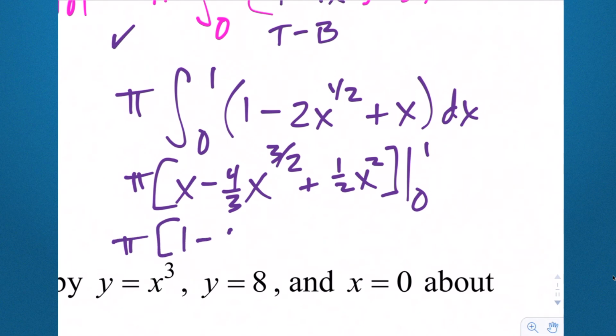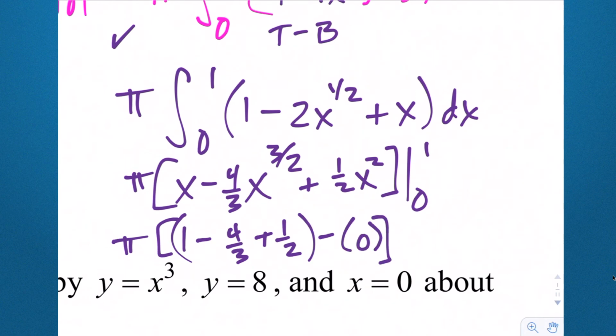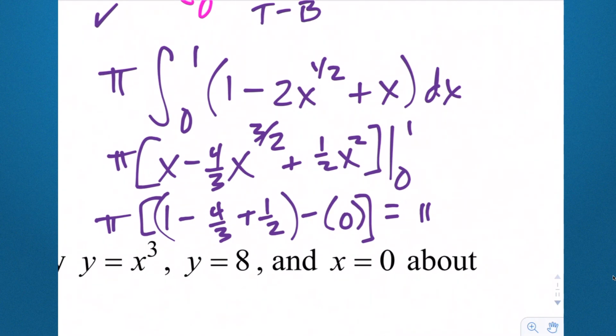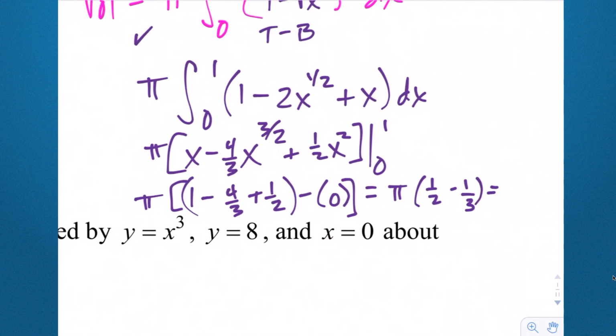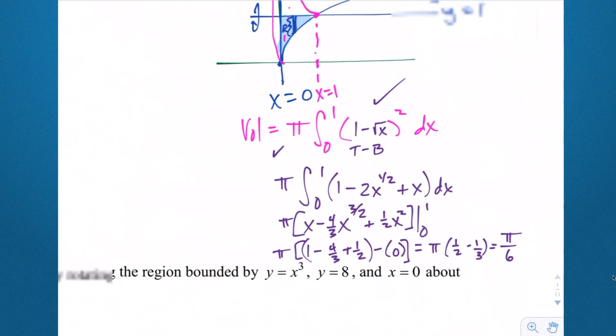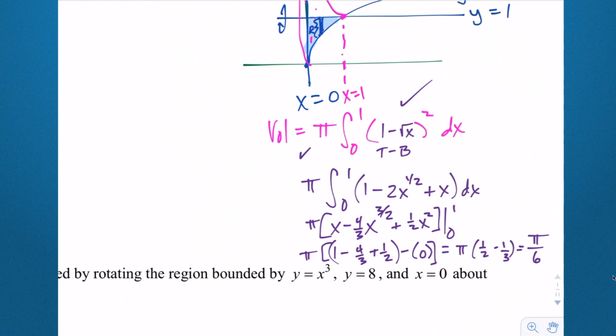So when you plug in the top, you get 1 minus 4/3 plus a half. And when you plug in the bottom, you get 0, which is nice. So whatever that comes out to be, let's see, that's going to be a negative 1/3. So 1/2 minus a third. Should be a positive number, right? That's really why I'm checking. That's going to be pi/6. So that's one of our favorite unit circle angles, but in this case, it represents a 3-dimensional quantity. In cubic units, that would be the volume of that Hershey's Kiss looking thingy.